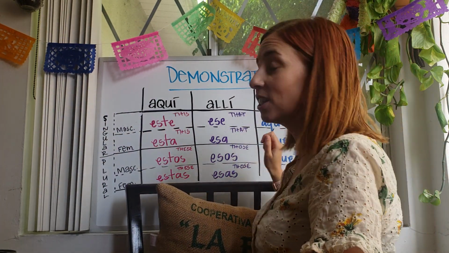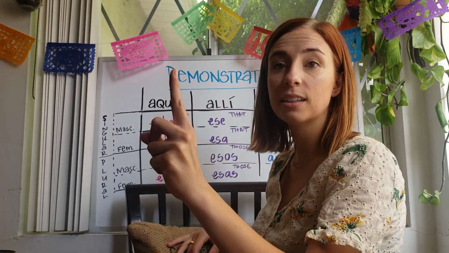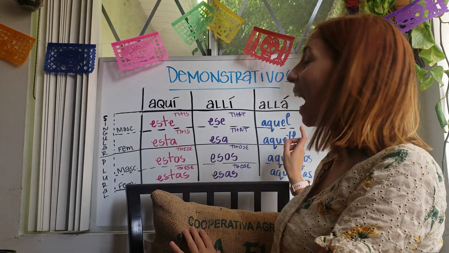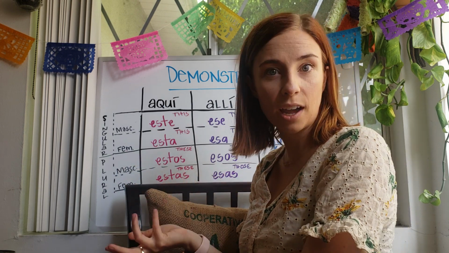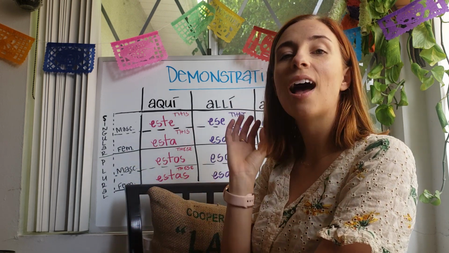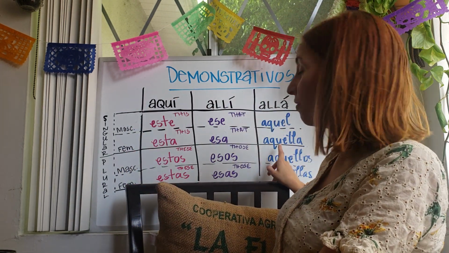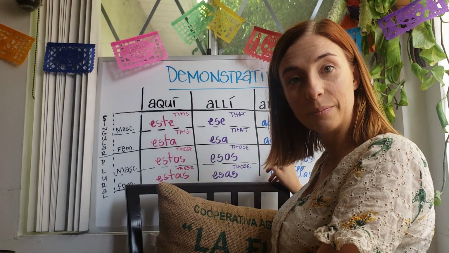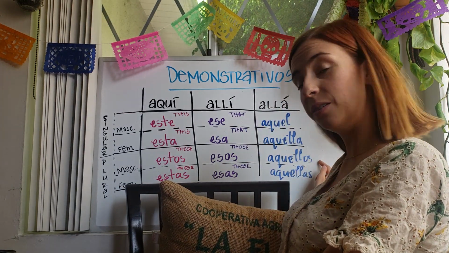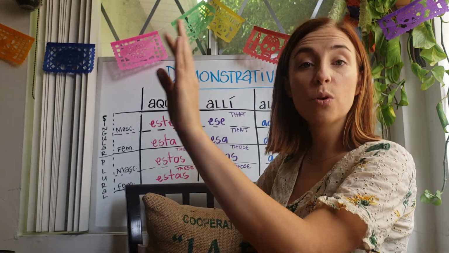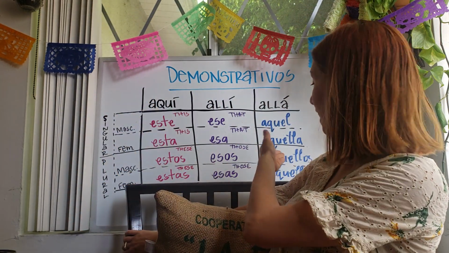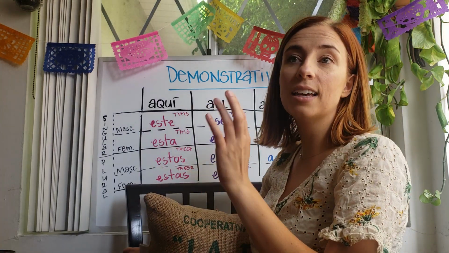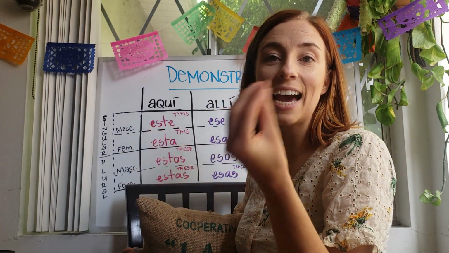So the masculine singular, if we're talking about one masculine object that's far away, that is aquel, and it's pronounced aquel, kind of like the name Raquel, but without the r, so it's aquel. And the feminine version is aquella. The masculine plural, so if I'm talking about two or more masculine objects or a group of objects with mixed genders, would be aquellos. And the feminine plural would be aquellas.